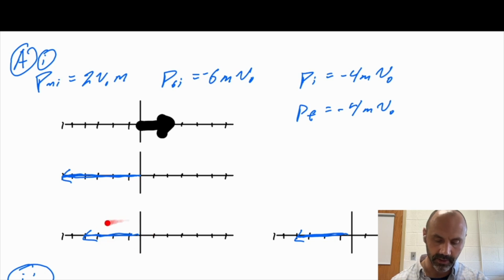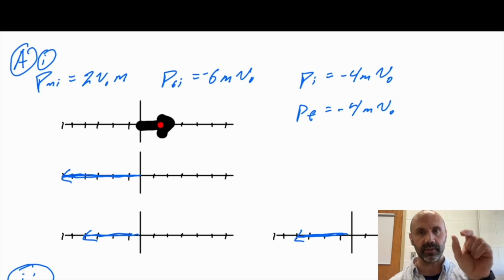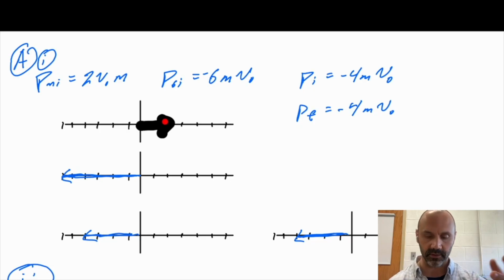So here's the total initial momentum, and here's the total final momentum. That's what they ask you to do here. So it's just -4, right? They set the scale here because you've got 2 mv naught, and so it goes two spaces. Each space is just mv naught. So -4 mv naught. We're going in the negative direction, 4 mv naught.